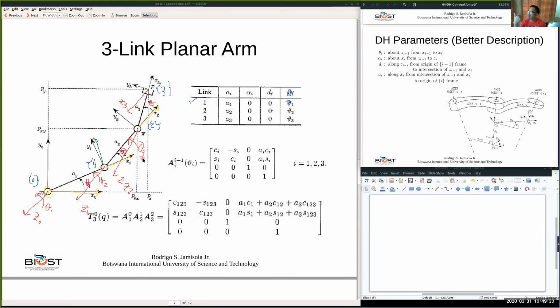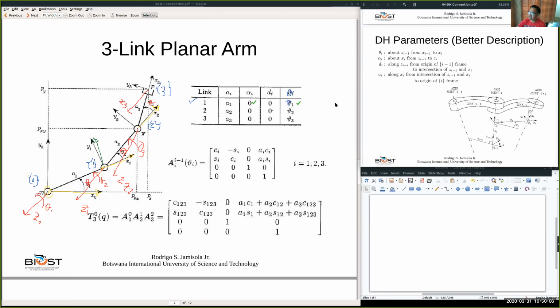So from z0 to z1. Where is z0? z0 is coming out of the paper like that, and z1 is also coming out of the paper. Is there any rotation from z0 to z1 about x1? No, because they're parallel. There's no rotation, so it will be 0. That's why this is 0. And this is theta 1. We finished already.